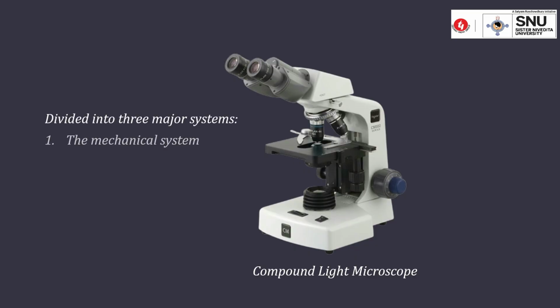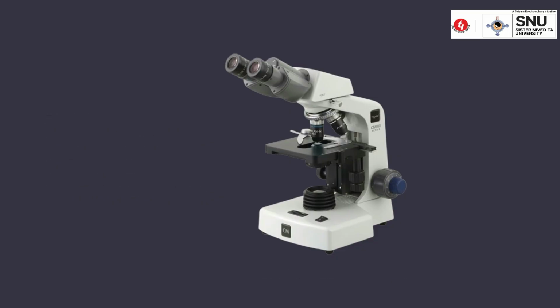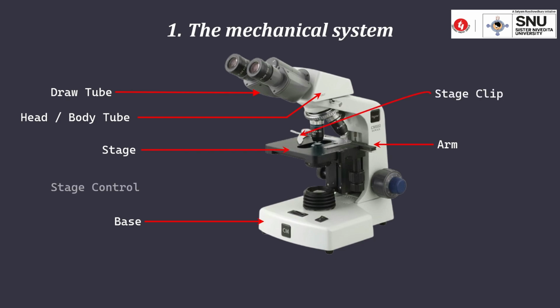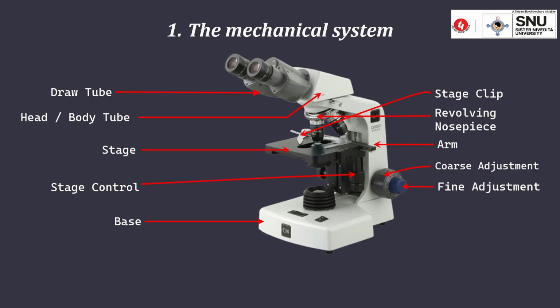The compound microscope is divided into three major systems: the mechanical system, the magnifying system, and the illuminating system. The mechanical system supports the microscope and helps move and adjust the position of the specimen and lenses. It includes the base, arm, head or body tube, draw tube, stage clips, stage control knobs, revolving nosepiece, coarse adjustment knob, and fine adjustment knob.